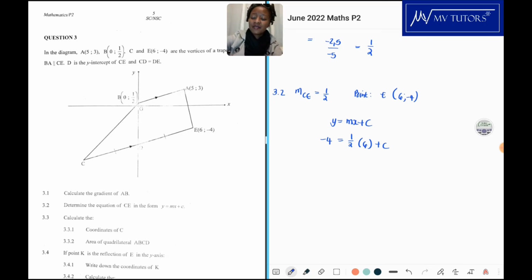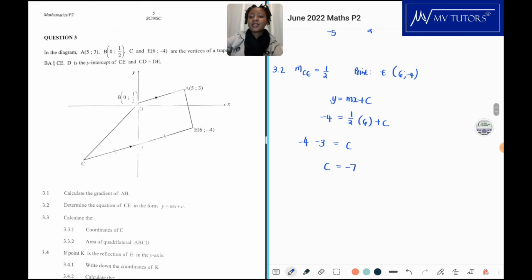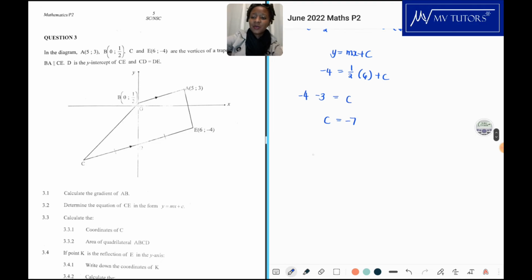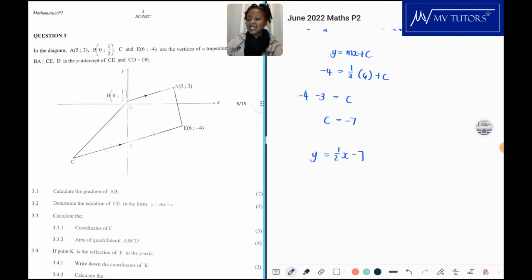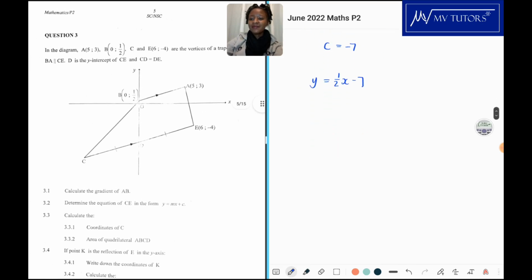Alright, so we have negative 4, and a half times 6 is 3. If I take 3 to the other side, it'll be negative 3, and therefore C would be equal to negative 7. Okay, so now we can finally write down the equation. We have y is equal to a half x minus 7. Okay, so that is it. How many marks? 3 marks. We didn't labor that much, so that makes sense, but yeah, 3.3.1.